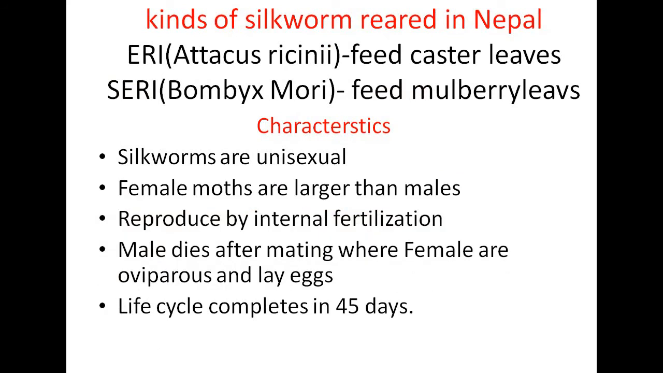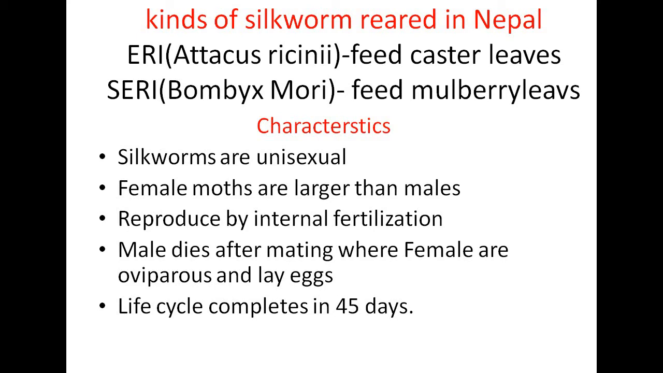Now, we need to know what the different kinds of silkworm reared in Nepal are. We can see there are two different kinds of silkworm reared in Nepal. They are eri silkworm and seri silkworm. The scientific name of eri silkworm is Attacus ricini, which feeds on castor leaves. Similarly, the scientific name of seri silkworm is Bombyx mori, and it feeds on mulberry leaves.